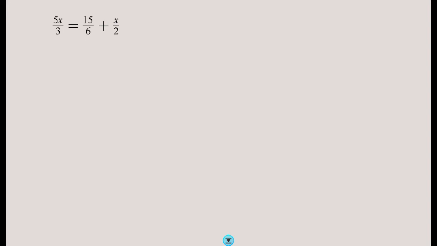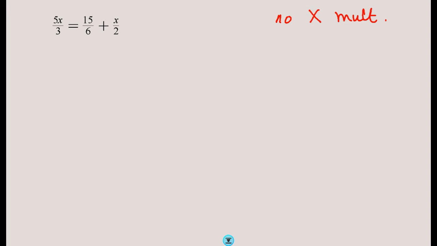Now what we have is a fractional equation, but we don't have one fraction on either side. So in this case, you cannot do cross multiplication. No cross multiplication. And in this case, you have to revert back to the old principle. You have to multiply both sides by a certain number that would allow you to get rid of the fractions.